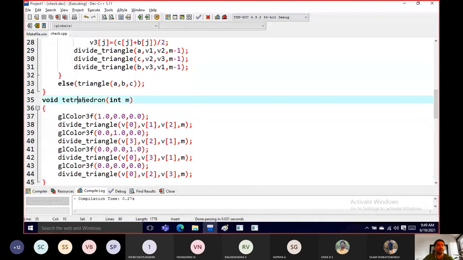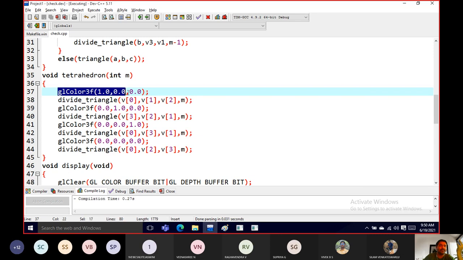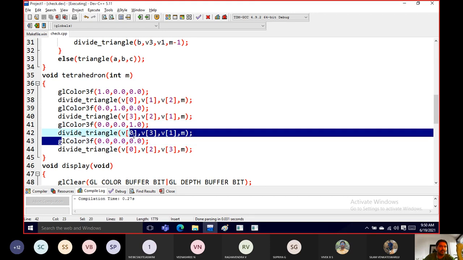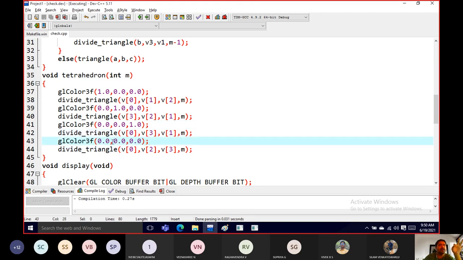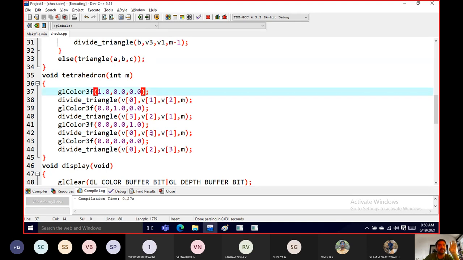Now go to the tetrahedron. Here it is. I need to calculate the tetrahedron with how many sides? With n number of divisions, not sides, n number of divisions. Here we set the colors as red, green, blue, and black. So 4 colors for 4 sides actually. These 4 are for 4 sides because a tetrahedron has how many sides? We have 4 sides. In other words, how many triangles does a tetrahedron have? A tetrahedron will have 4 sides, is it not?